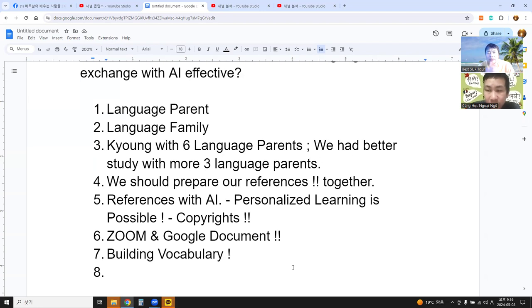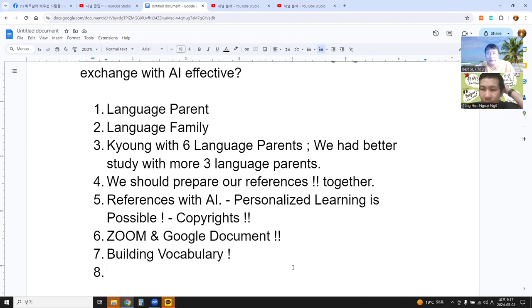But like a student, it takes lots of time. Also, I spend a lot of money to learn, because I sign up for online language classes. But maybe just doing online language exchange, there will be a financial benefit. We don't spend money, only our time. And also we help each other. Yeah, it's a big benefit.